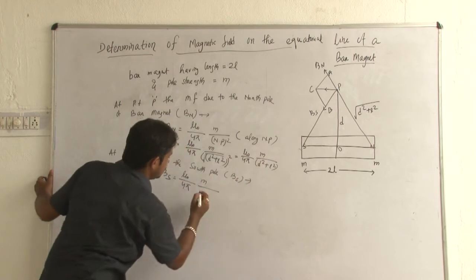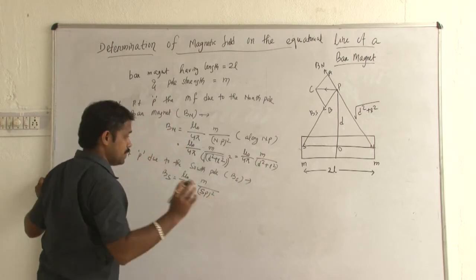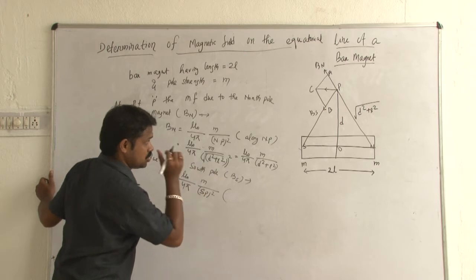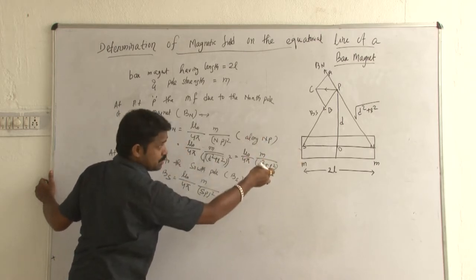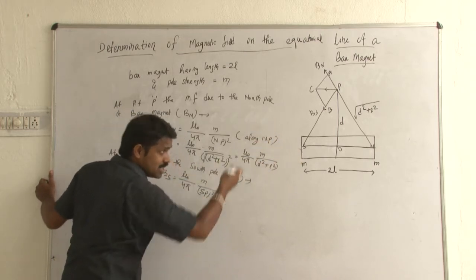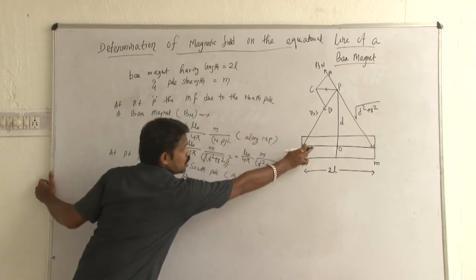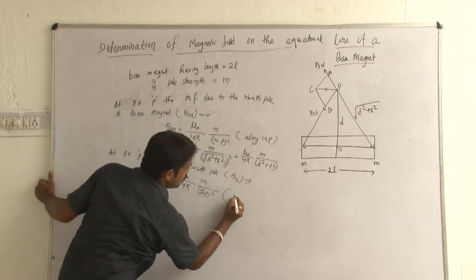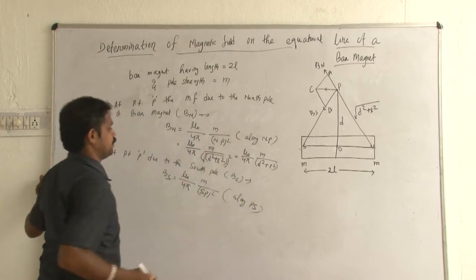So the distance is SP, so SP whole square. Very simple. Okay, but I have to find out the direction. So look at here, the direction is from P to S because this is the south pole. So that's why it is attractive. Okay, entering, so this is towards the south pole. So the direction is along PS, not SP. Clear?